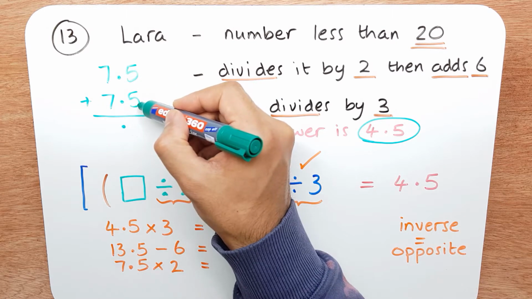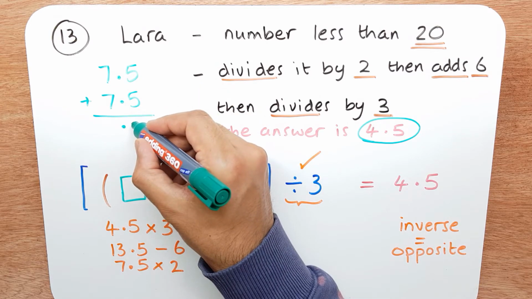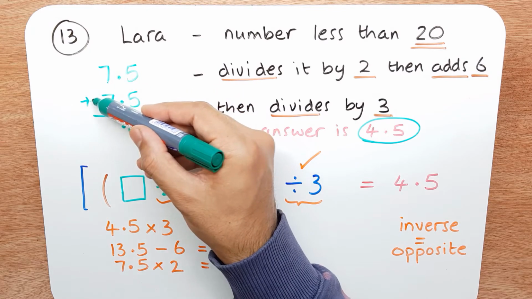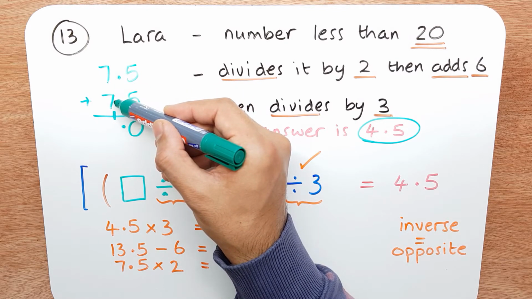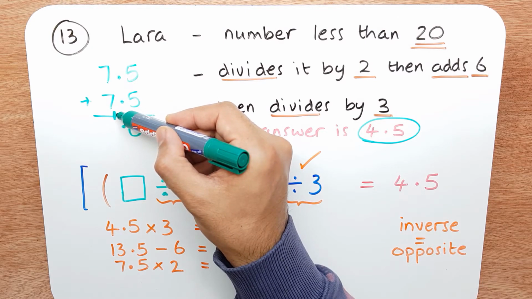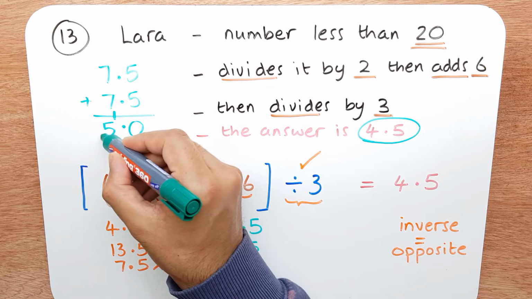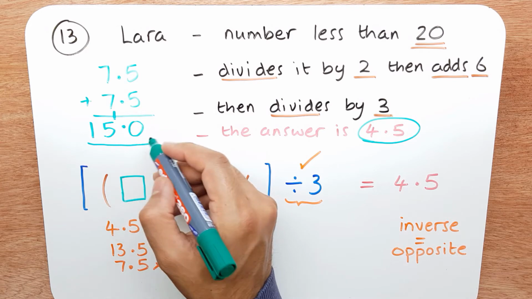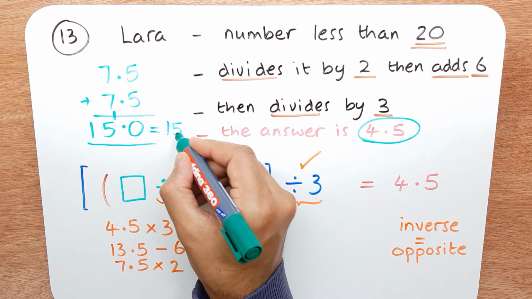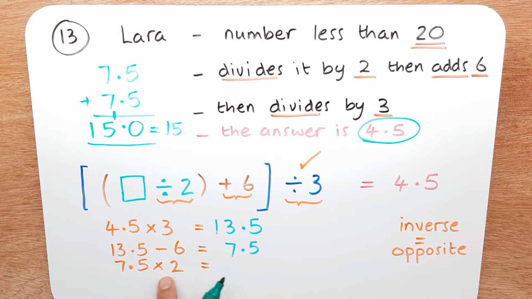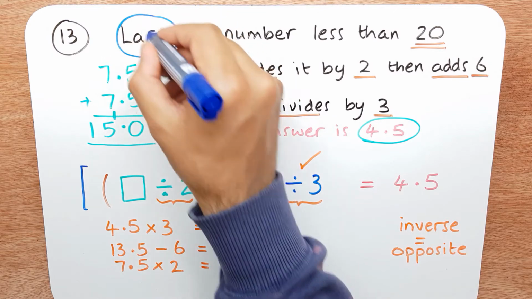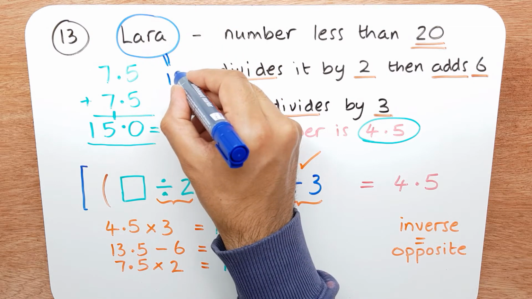5 add 5 is 10. I put the 0 down and I carry the 1 over to the next column. 7 add 7 is 14. Add the 1 that I've carried is 15. So I put the 5 down and I carry the 1 over to the next column. So now I have 15.0, and that is the same as 15. So 7.5 times 2 is 15. So I know Lara started off with the number 15.